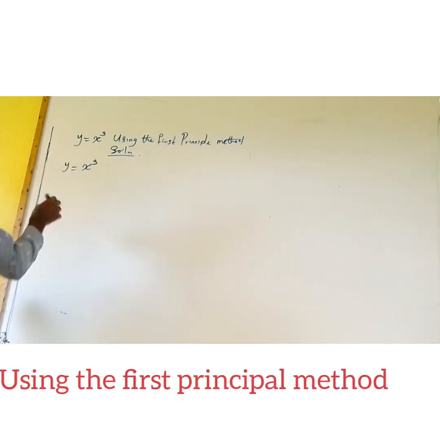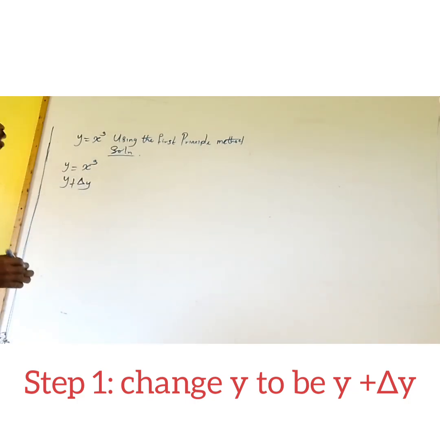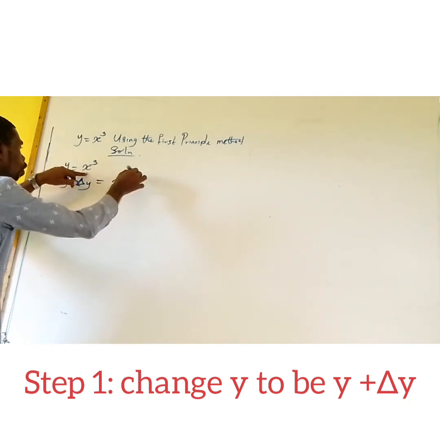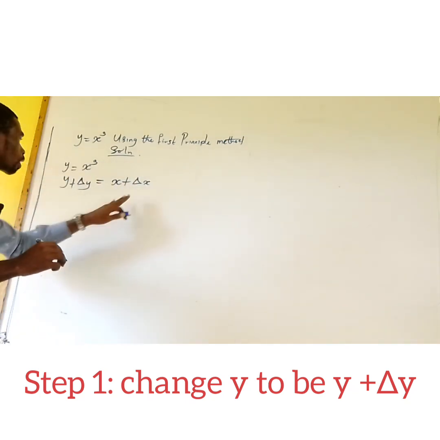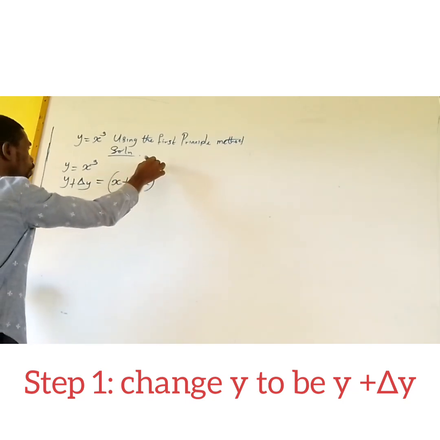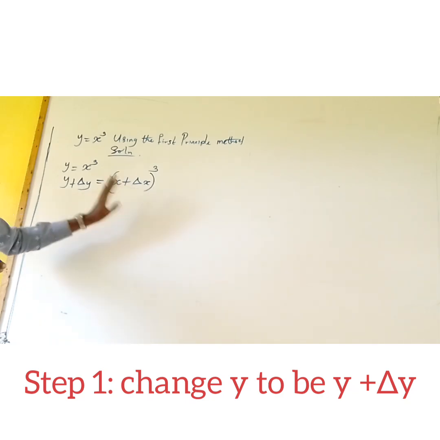First step, change your y to be y plus delta y, or let's use another symbol, which is change in y. Y plus change in y is equal to, our x also will change. So that will become x plus change in x. So this has taken x, and x is raised to the power of 3. So we have x plus change in x raised to the power of 3. That's the first step. Now, here we need to expand.